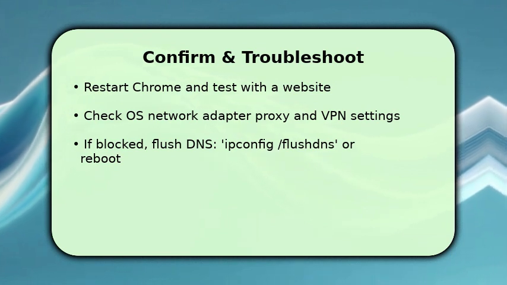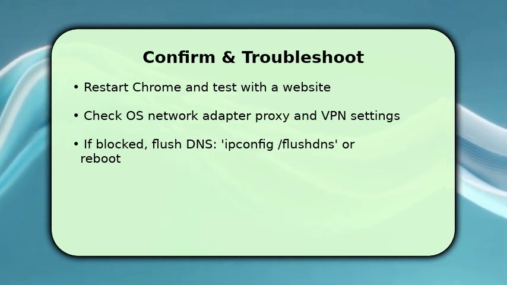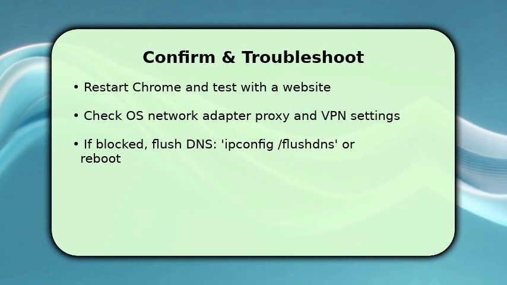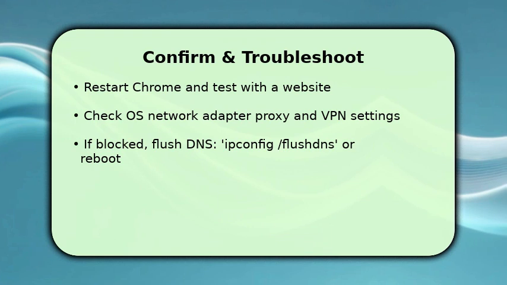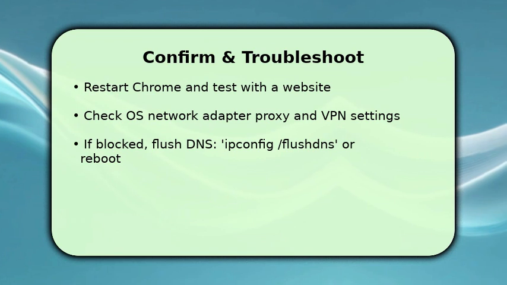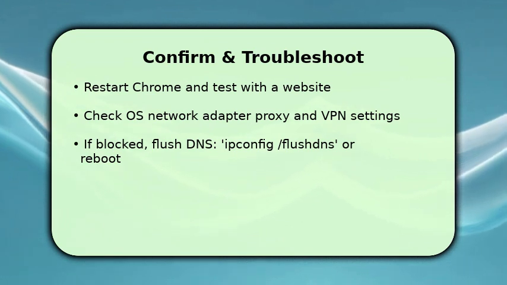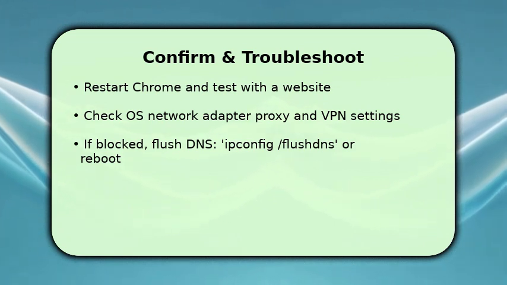Make sure no system-level VPN or adapter-level proxy remains active. Open network settings to verify. If pages still fail or routing goes through a proxy, flush your DNS cache with ipconfig /flushdns or restart the machine to clear lingering routes. If you still see proxy behavior, check browser extensions and corporate policies. They can reapply proxy settings silently.